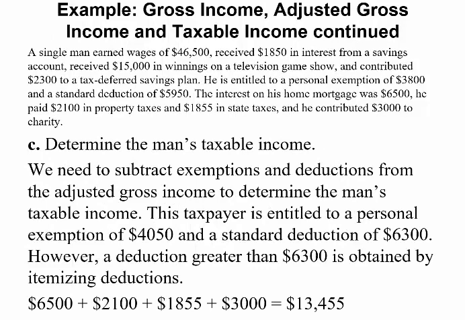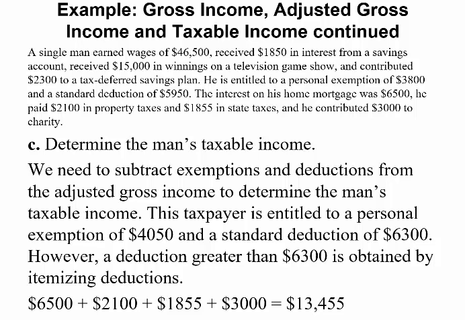Now the person's taxable income. We need to subtract exemptions and deductions from the adjusted gross income to determine the man's taxable income. This taxpayer is entitled to a personal exemption of $4,050 and a standard deduction of $6,300. However, you can either take the standard deduction or the itemized deduction. So you can't take both.